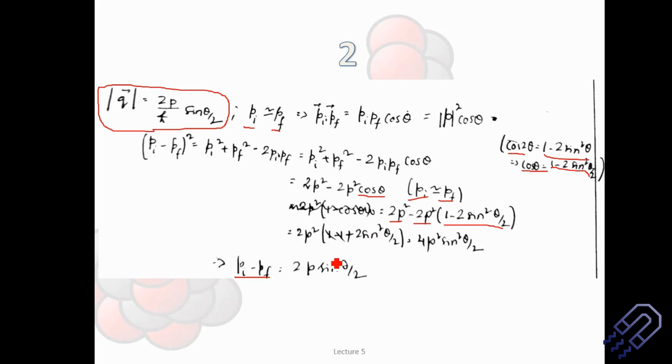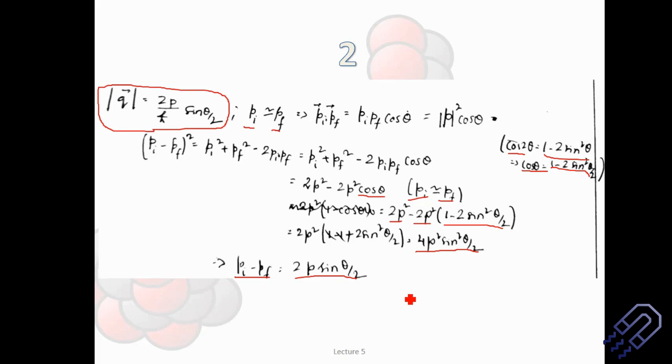Don't just compare step by step to whatever I have done. You might do it a different way. You can do it faster also. So the final result is 4p square sine square theta. So if you just take the mod of this, you can take the square root on this side, you can take the square root on this side, and simply have 2p sine of theta divided by 2.